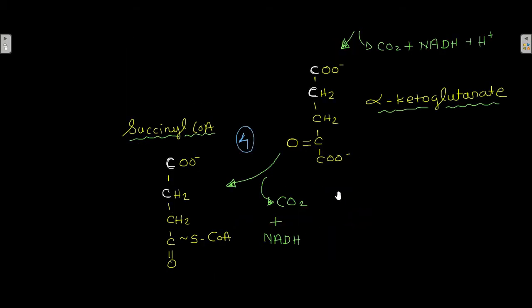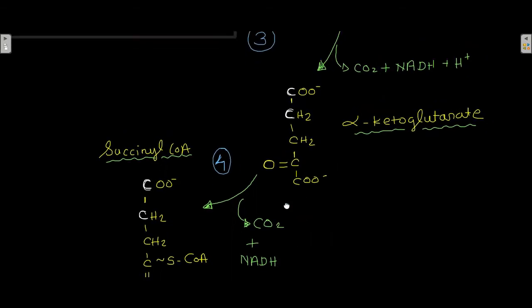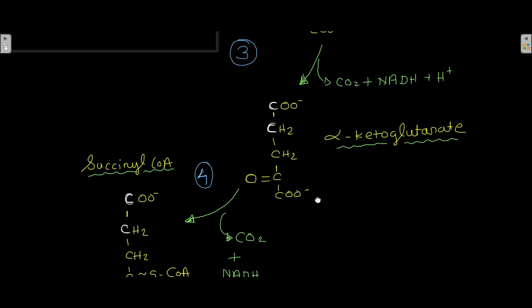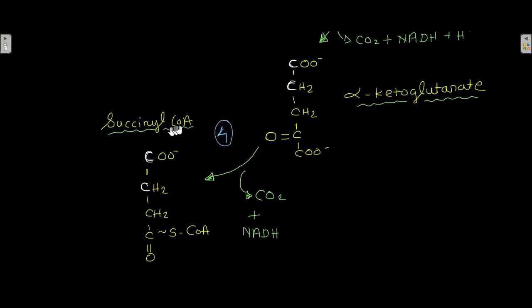Now in the fourth step, this alpha-ketoglutarate is converted into succinyl coenzyme A, and in this conversion there is release of another carbon dioxide molecule and there is formation of NADH. So your alpha-ketoglutarate is converted into succinyl coenzyme A in the fourth step.